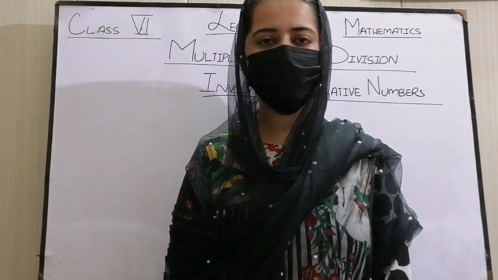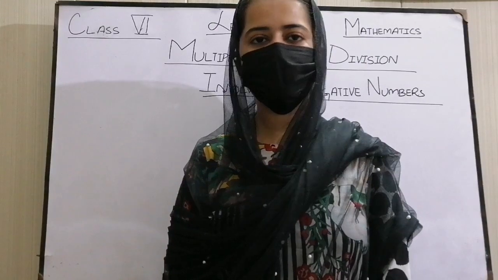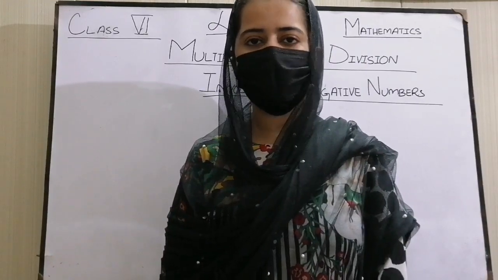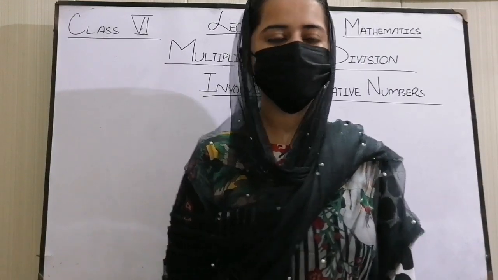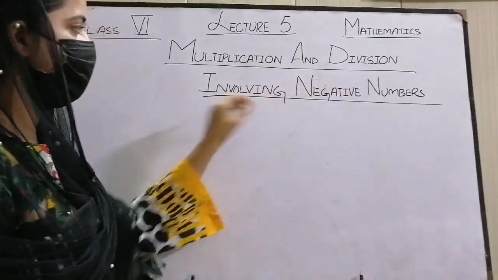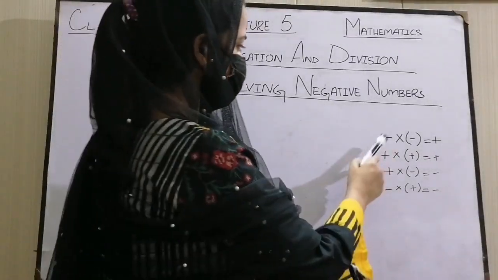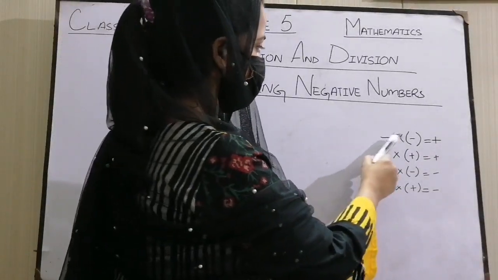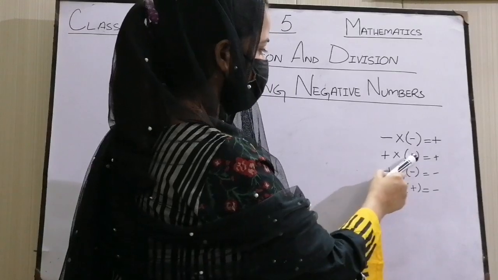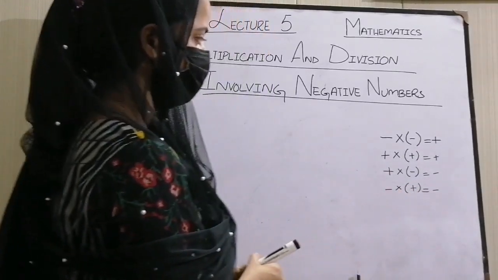Today is lecture number 5 and in the previous lecture we studied addition and subtraction involving negative numbers. Now we are going to study multiplication and division involving negative numbers. In the previous lecture I told you about the sign conversions like minus minus is plus, plus plus is plus, plus minus is minus and minus plus is minus.